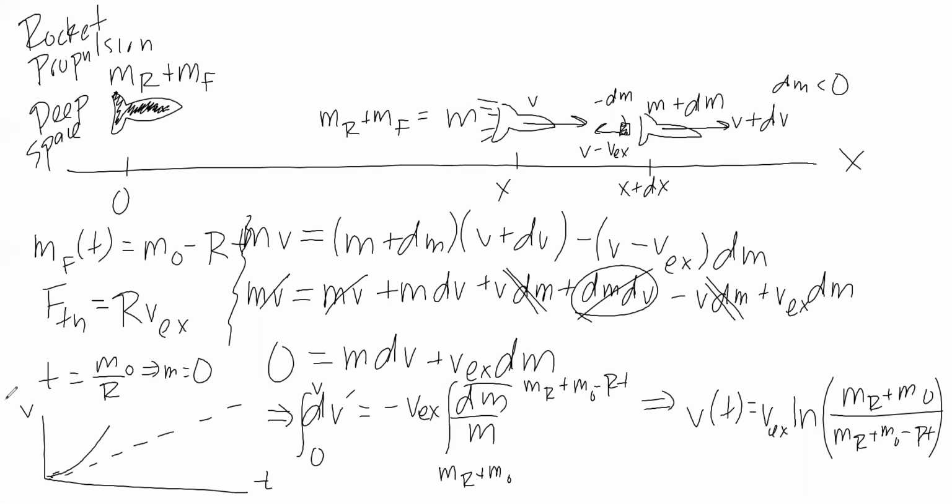Well, it'd be defined for less than 1. We get to a final cutoff value where the fuel runs out, and that's at that same time m naught over r. And after that, the rocket just coasts at constant velocity until something else happens. Maybe it gets caught in some gravitational field and then starts accelerating. So that is the rocket propulsion derivation. It's a great example of how conservation of momentum can be used to derive the kinematics of an object with a variable mass.